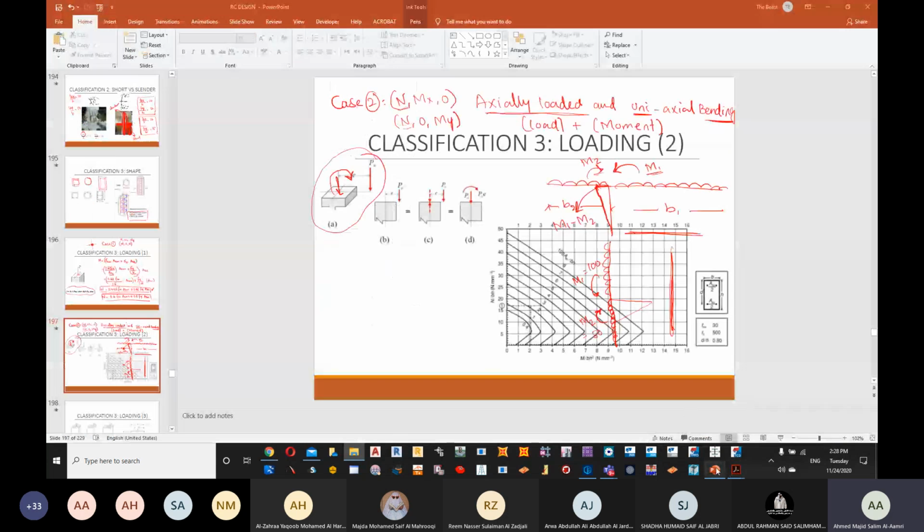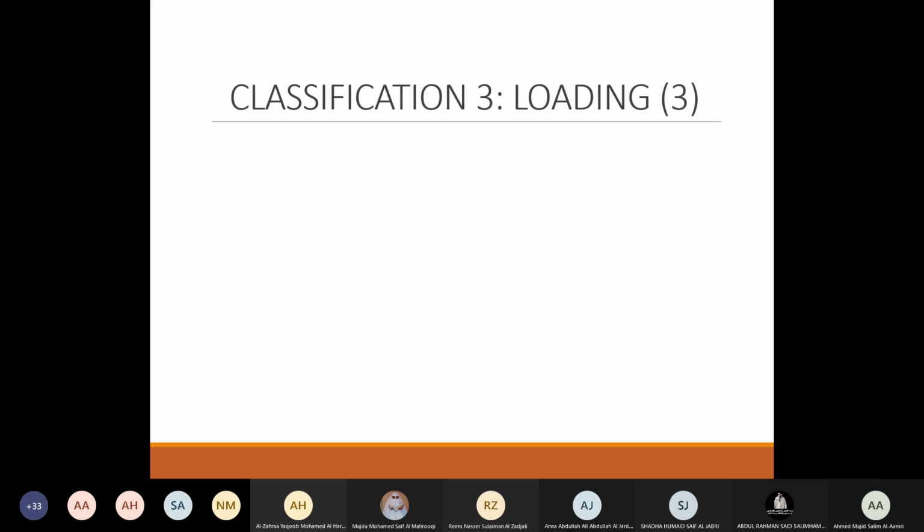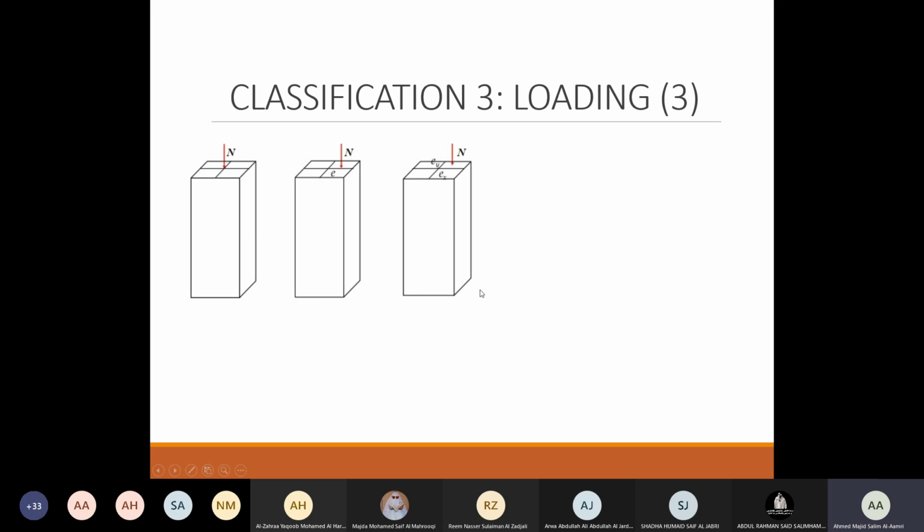That's related to uniaxial. So for axially loaded we are going to use an equation; for uniaxial we need to use the chart. The third scenario is biaxial. Now, in scenario number one, the load is acting at the center. So this is called axially loaded.